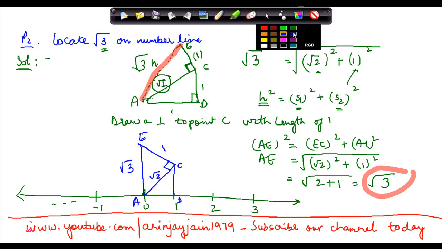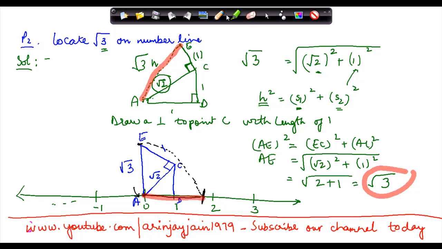Just like I did in my previous example, here also I put the needle of the compass at this point, measure the distance of AE, and draw an arc over here. This arc is going to cut somewhere around this point, and the distance there is equal to under root 3.